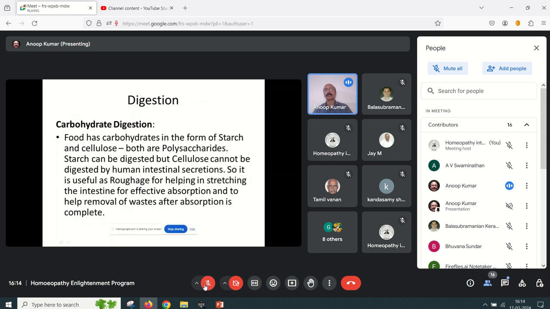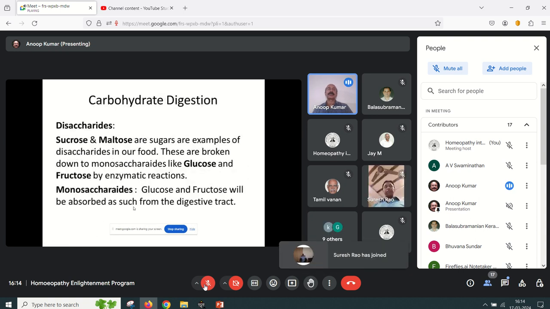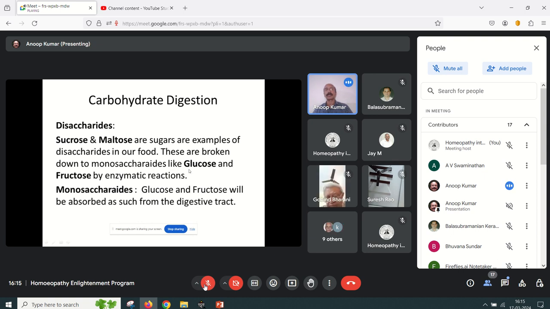So roughage is important to effectively absorb the food and remove the unwanted materials from the intestine. Now disaccharides. Saccharides are sugar molecules, complex sugar molecules, and di means two. Sucrose and maltose are examples of disaccharides. Sucrose is the common cane sugar, and maltose is the malt sugar. These are broken down into monosaccharides like glucose and fructose by enzymatic reactions.